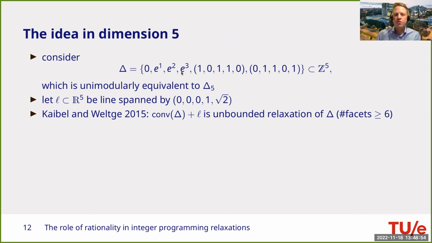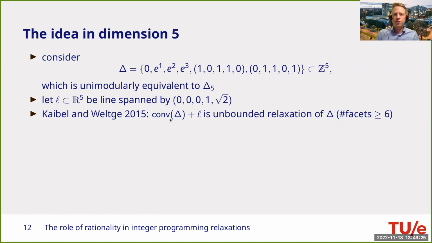So we keep the first standard unit vectors, we keep the origin, and we replace E4 and E5 by these two vectors here. And then we consider a very special relaxation that has already been investigated by Keibel and Weltke. Namely, they consider the irrational line that is spanned by this vector here. And then they show that if we add this line to every point in the convex hull of delta, we can come up with an unbounded relaxation of our simplex delta.